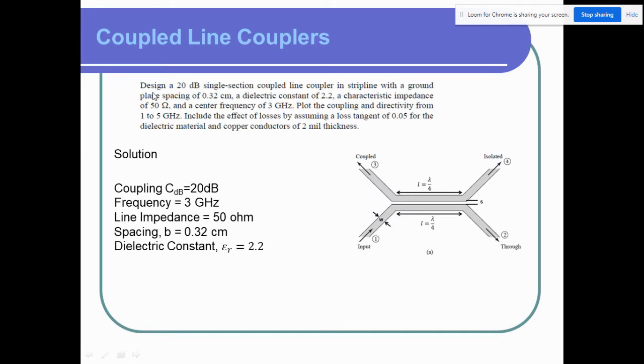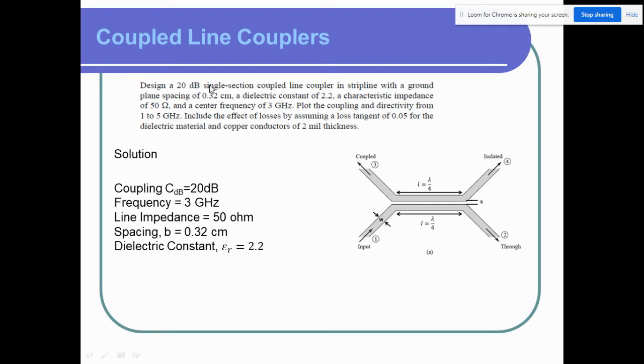This is an example from David Pozar's book. You can find this example in the Pozar book, where we need to design a 20 dB single section coupled line coupler in a stripline with a ground plane spacing of this. Sorry, this is b. Ground plane spacing means b.